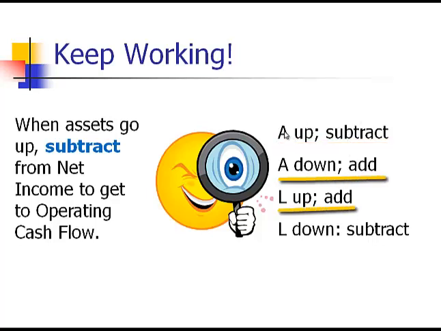So we always look for the opposite. If assets go up, what about if liabilities go up? You do the opposite. What if liabilities go down? You do the opposite. So if you remember the first one, if assets go up, subtract, you can always recreate the opposites.